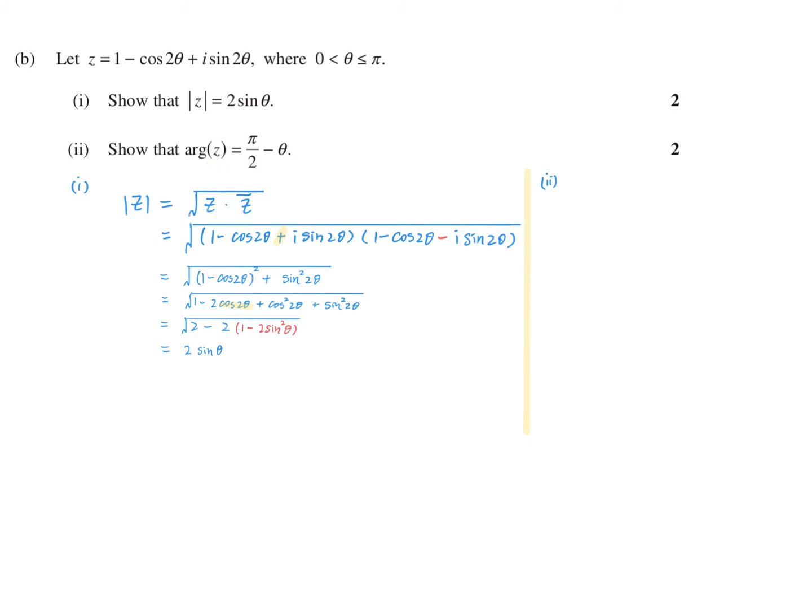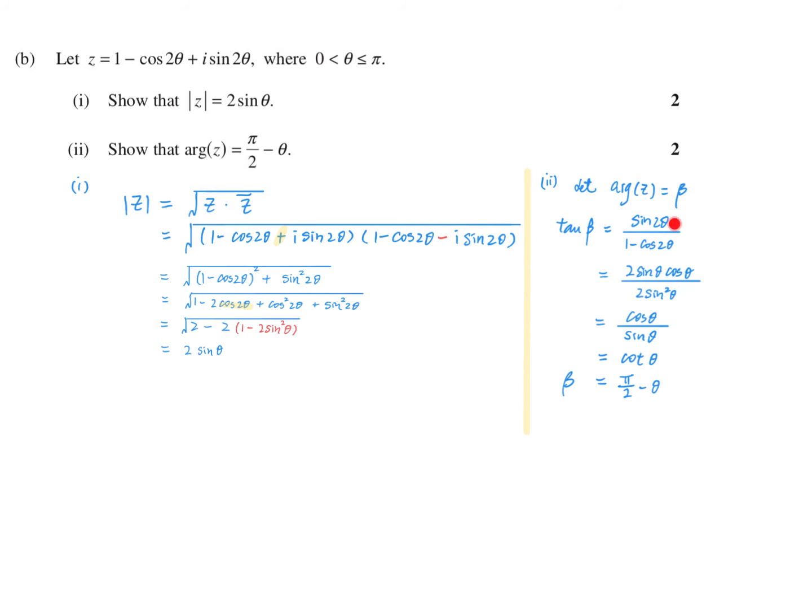As the question has already given z in terms of the real part, 1 minus cosine 2 theta, and the imaginary part sine 2 theta, we know that the tangent of the argument of a complex number should be equal to the imaginary part sine 2 theta divided by the real part 1 minus cosine 2 theta. For easier representation, I let beta be the argument of z. Tangent beta should be equal to sine 2 theta over 1 minus cosine 2 theta.